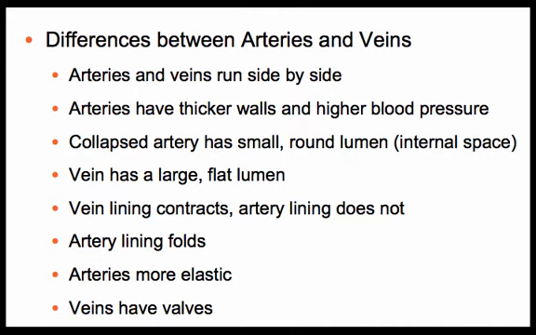While arteries and veins run side by side and the 3 layers are present in both arteries and veins, there are some significant differences between the 2 types of blood vessels. Arteries have thicker walls and have a higher blood pressure than veins. A collapsed artery has a small round lumen, or internal space, while the vein has a large flat lumen. The lining of the vein contracts, whereas the arterial lining does not. The artery lining has folds. The arteries are more elastic, and the veins have valves. We will talk first about the arteries.